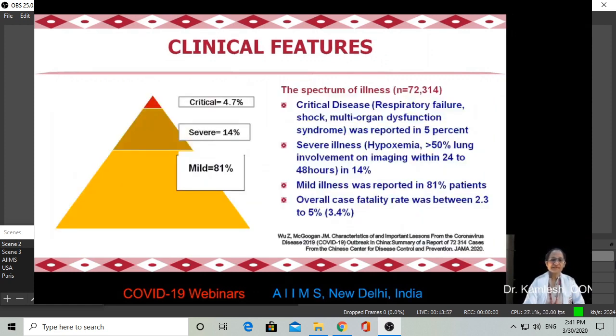How severe is this condition, that is COVID-19? The spectrum of illness can range from mild to critical. The mild cases account for up to 81% of the cases. Severe cases, that is those having hypoxia or more than 50% lung involvement on imaging within 24 to 48 hours, can be seen in 14% of the cases, and critical disease can be noticed in up to 5% of cases, that is those involving respiratory failure, shock, multi-organ dysfunction syndrome.